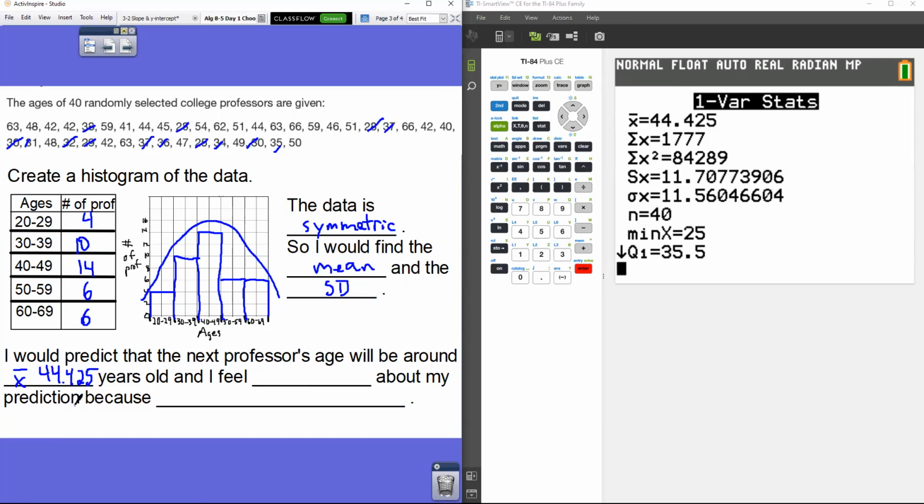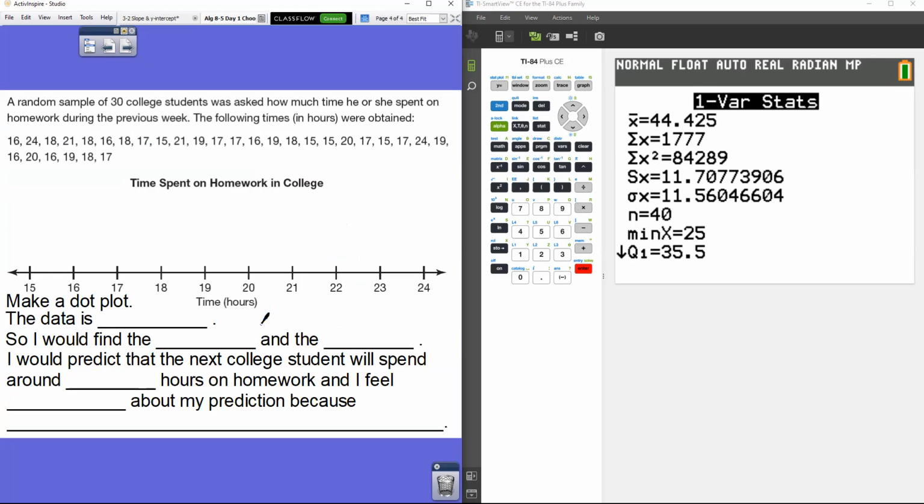And I feel blank about my prediction because, well, the standard deviation. The standard deviation is 11.56. When we take a look at our numbers, 11 years old is a big spread of data. All right, 11 is a high number. So I am not confident. Why am I not confident about my prediction? I'm not confident because my standard deviation is approximately 11.56. My standard deviation is high. All right, 11 is a high number. So that's what we would have for that one.